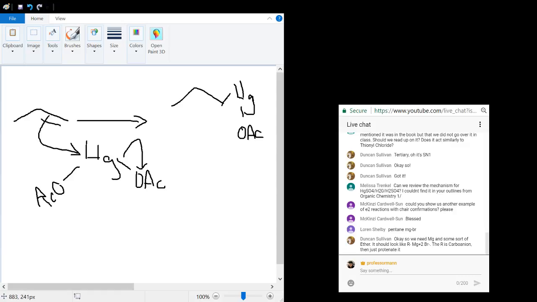Okay. That's supposed to be a hydrogen. This is kind of hard to do, I'm sorry. My screen's not calibrated. Okay.